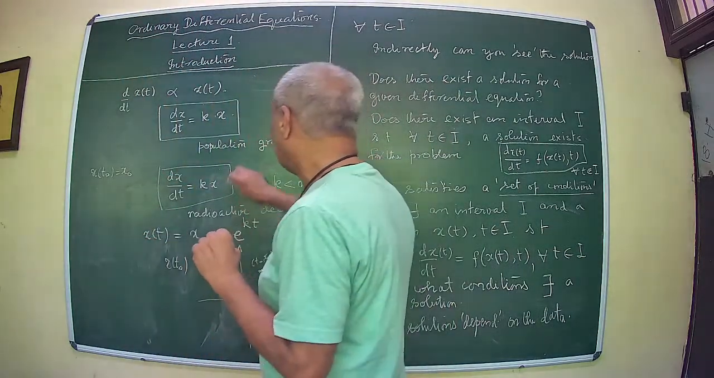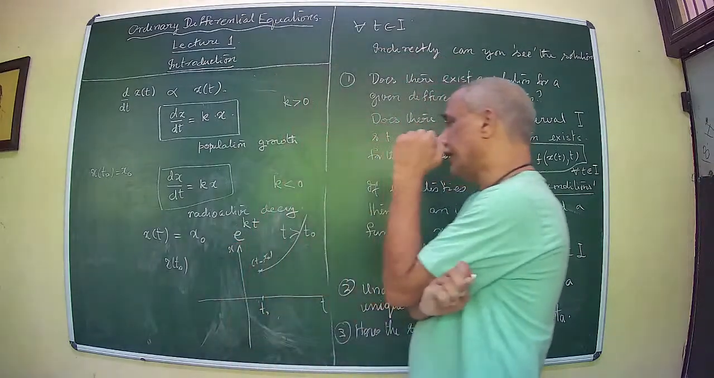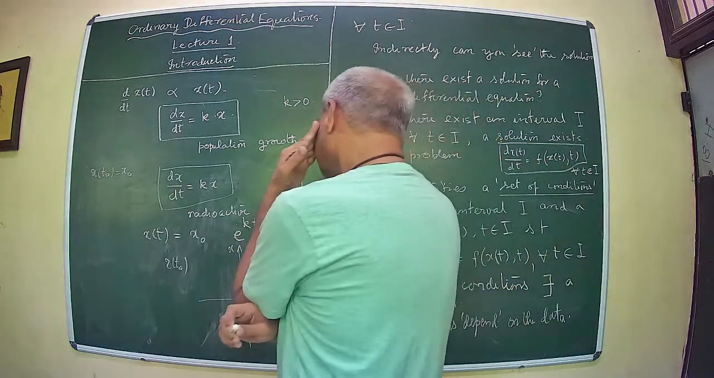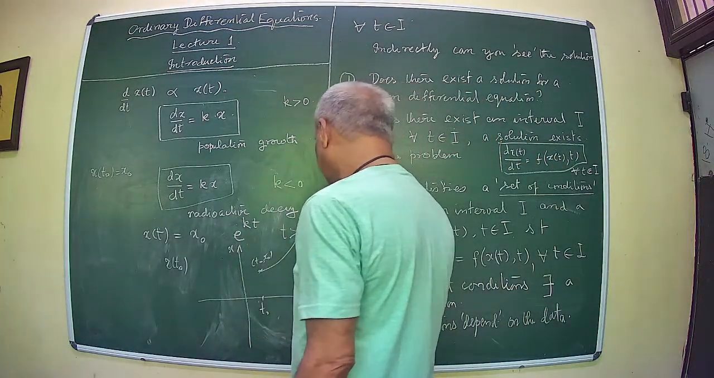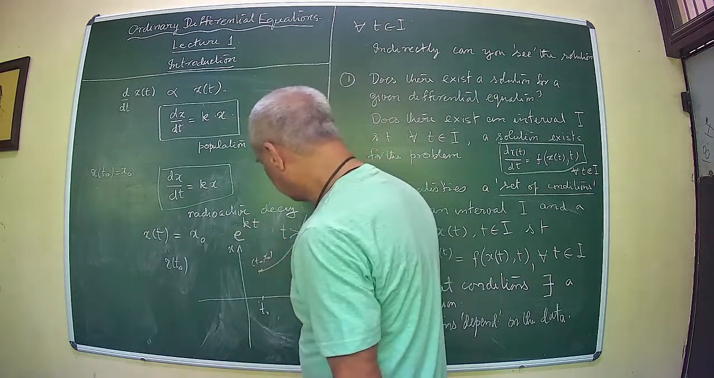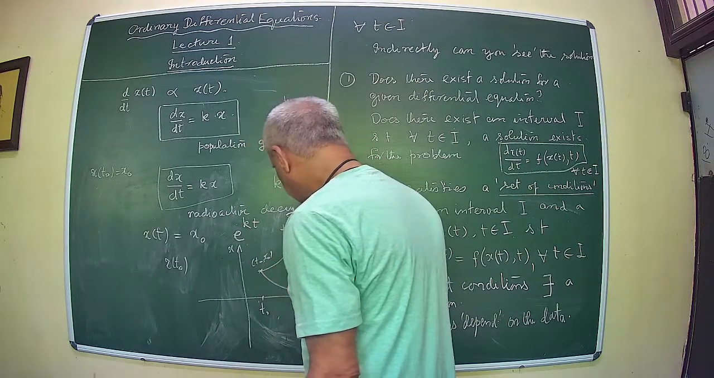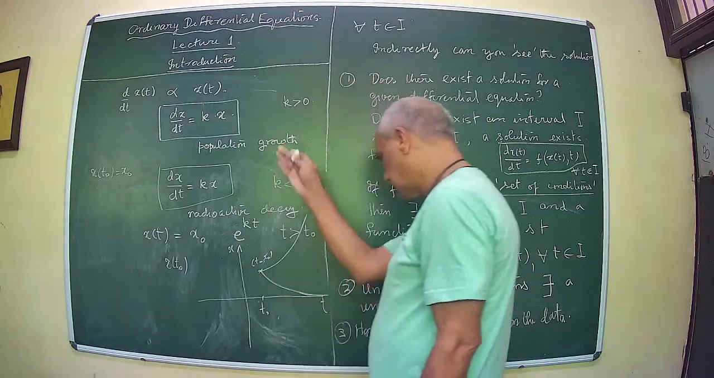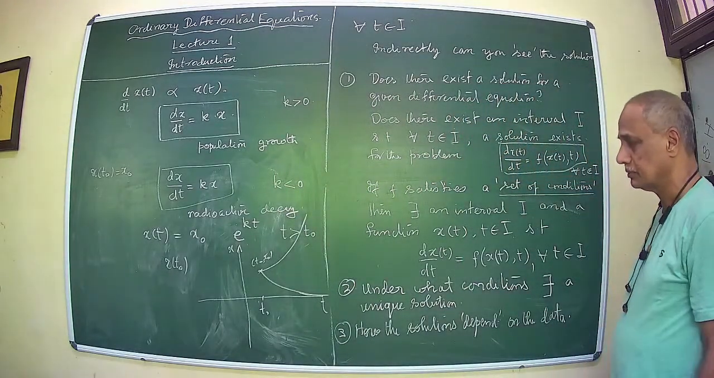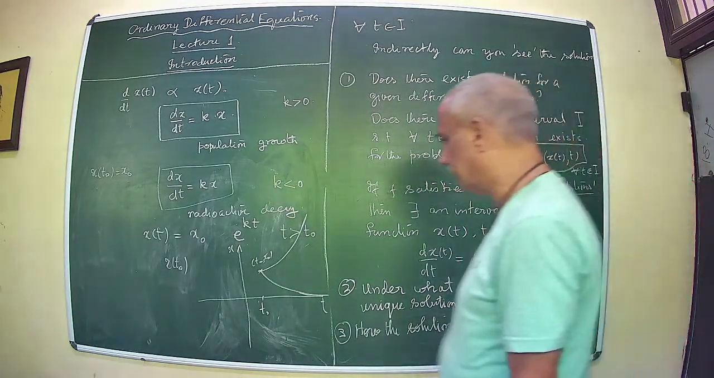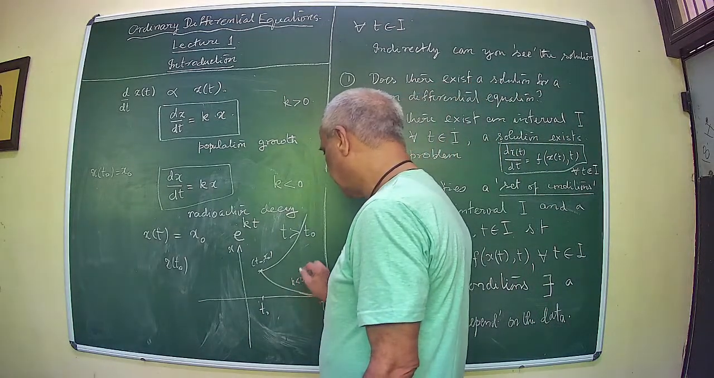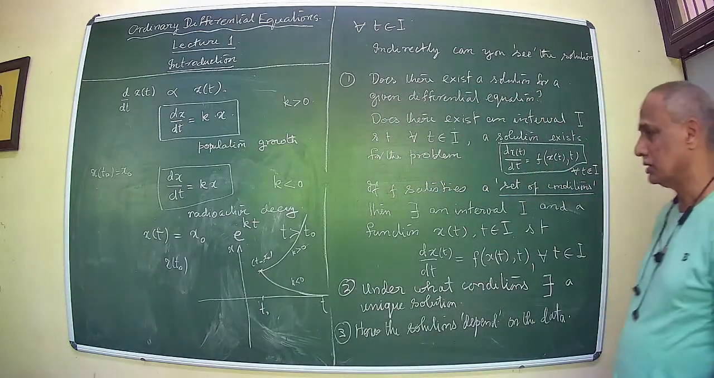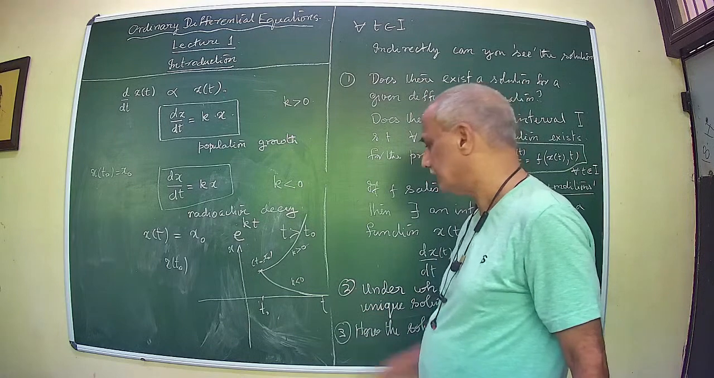On the other hand, if you look at the radioactive decay problem, then what is the nature of the solution? The nature of the solution is it starts from here, and as t goes to infinity, it's going to 0. Just goes down like this. Okay, this is the radioactive decay. So this is the case for k negative. Okay, so starting from x naught, it will just start decreasing, goes to 0.